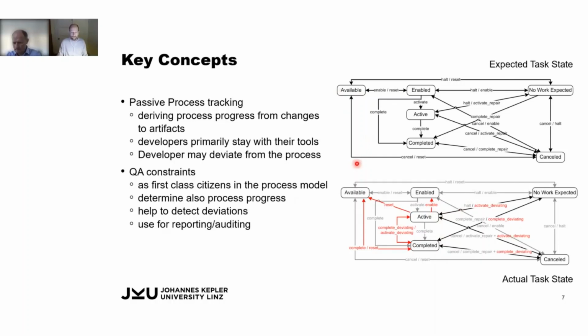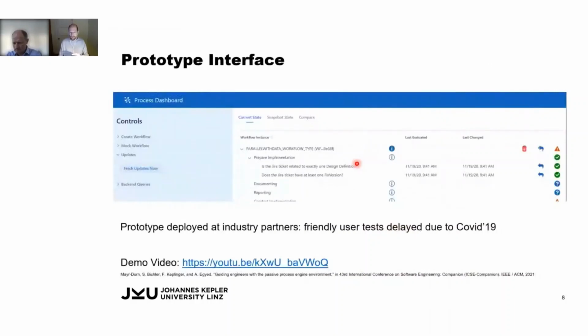And we put all this into a web-based prototype that we managed to deploy to our industry partners, but we couldn't do extensive friendly user testing yet due to COVID-19 for the past 2 years now. But there's a YouTube video available that you can check out, where we show how, for each of these process steps, you can dive in and see which constraints are fulfilled or not fulfilled, and for those not fulfilled, have a link right back into the tools where this can be fixed, so that developers are supported in where things should be changed to fulfill the software quality requirements.